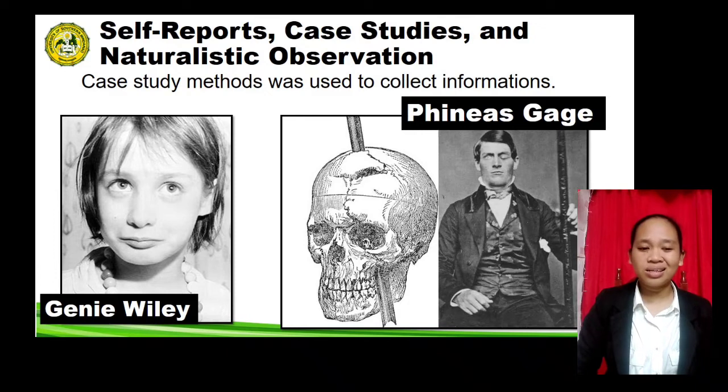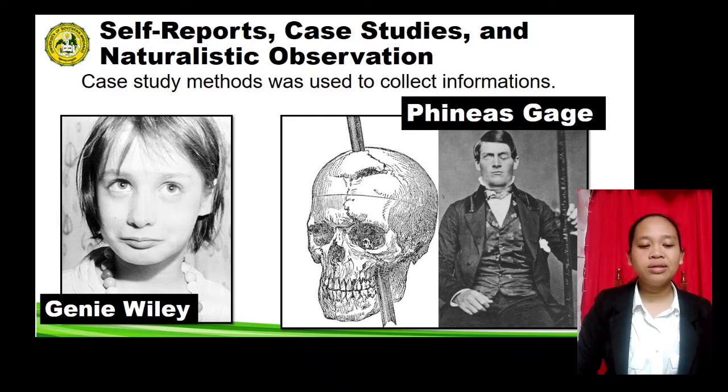So, sino nga ba si Genie at si Phineas? Si Genie ay isang babae na nilock ng kanyang ama sa room until age 13. At siya ay nagkaroon ng limitadong social and sensory experiences. Bilang resulta, Genie had severe physical impairments and no language skills.